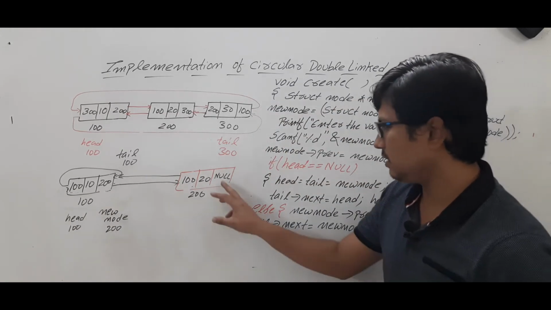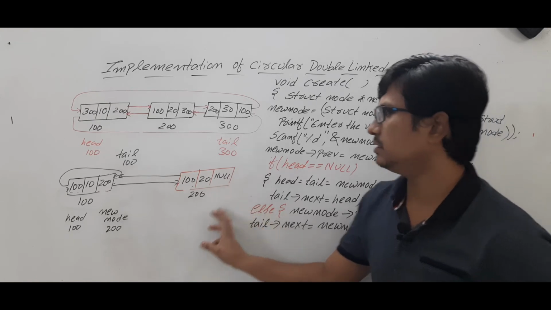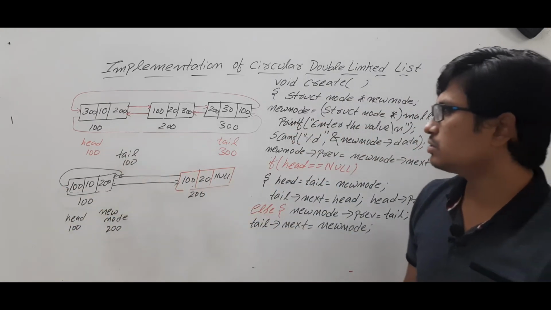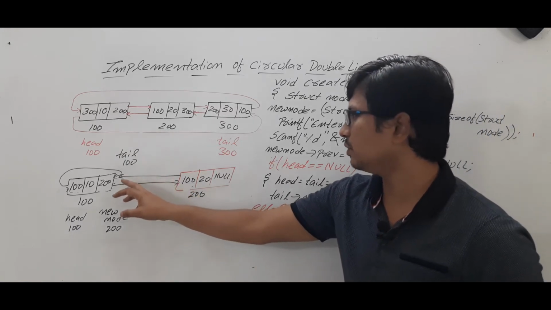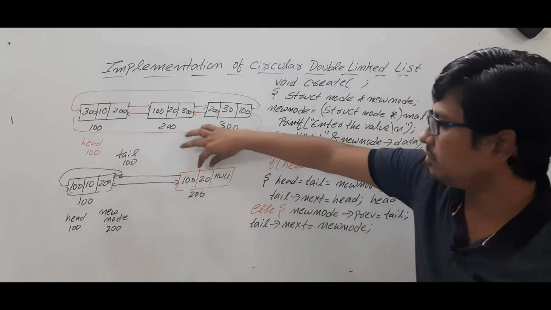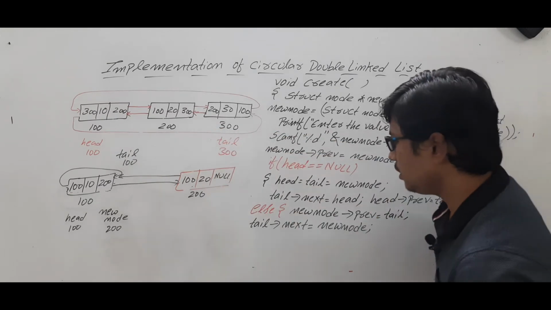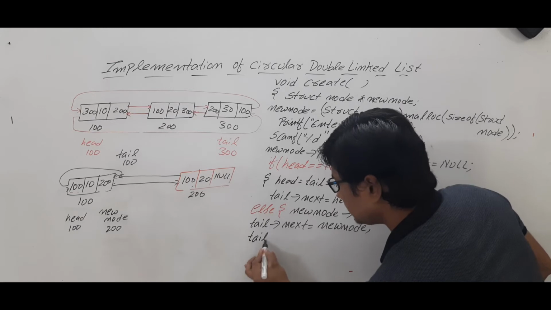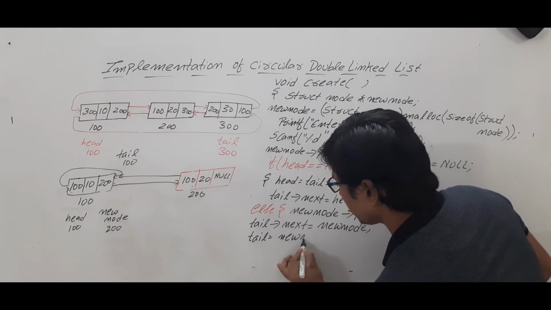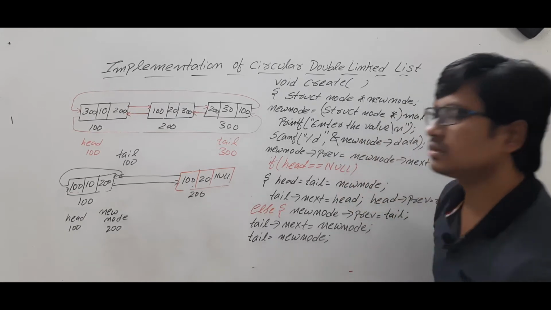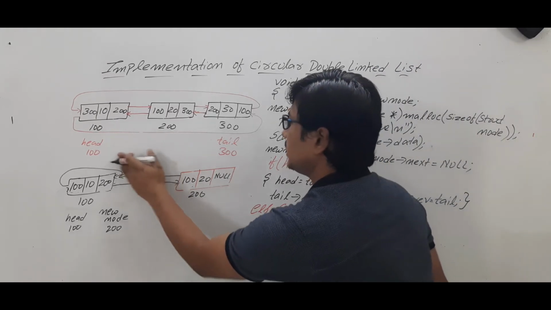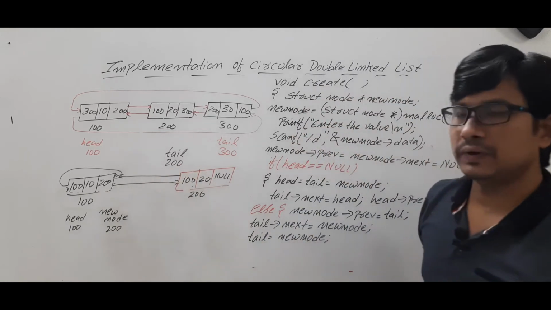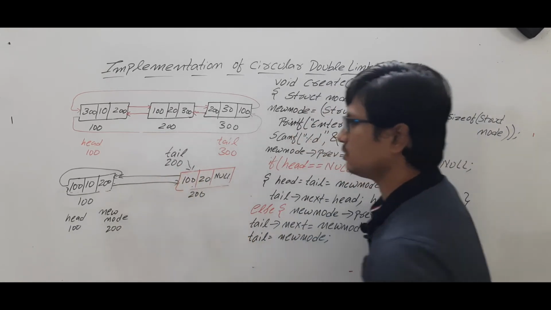No, not yet. This link we need to establish. This has to be established, then the tail has to come here. Are you able to understand? So now I will bring the tail here. What I can write is tail is equal to new node. What does new node consist of? 200, that I am assigning to the tail. Now tail becomes 200. So the tail is pointing to this node.